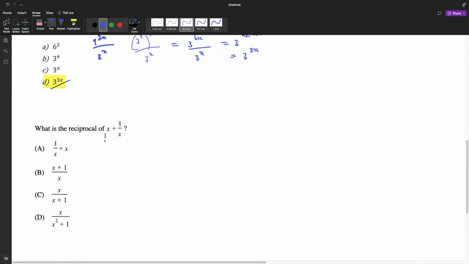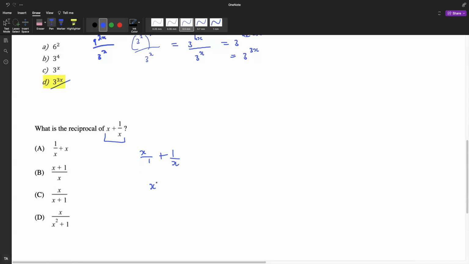Last question, what is the reciprocal of x plus 1 over x? We want to find the reciprocal of this entire thing, right? And to do that, we need to get it into one whole fraction. Right now we have x over 1 plus 1 over x. So we can use the common denominator as x. So let's multiply this up and down by x.